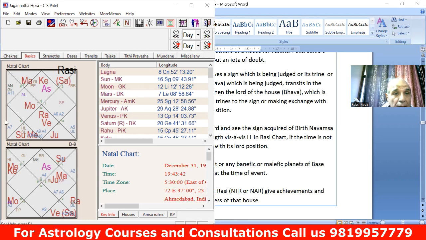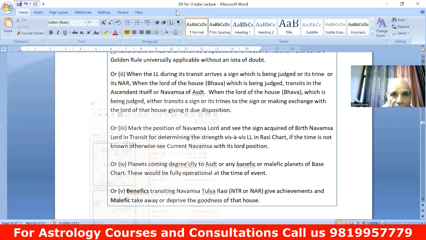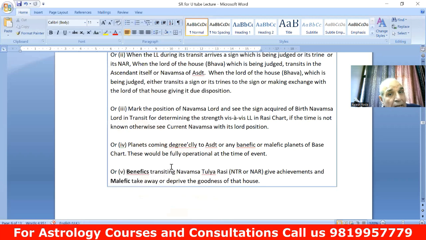So here, Mercury of transit will be placed, because Mercury, why Mercury? Because it is the Navamsha D9 Lord. Mercury will place it here. See how they are placed in the Rashi chart. Mercury of transit will be placed vis-a-vis Moon, Lagna Lord. It will be more clear when we go ahead and do an example. Planets coming degreically to the ascendant, or any benefic or malefic planets of the Rashi chart, these results will be fully operational at the time of the event.